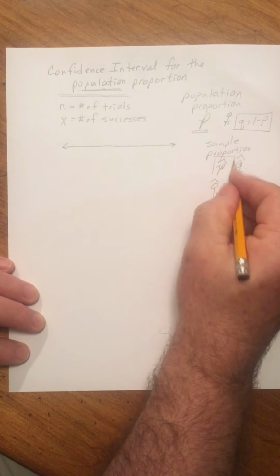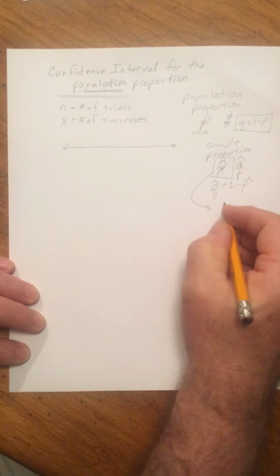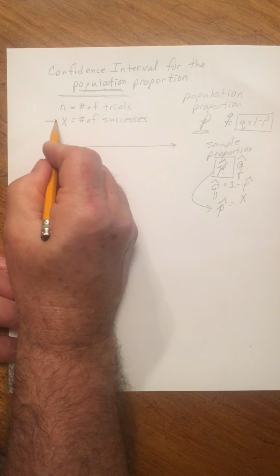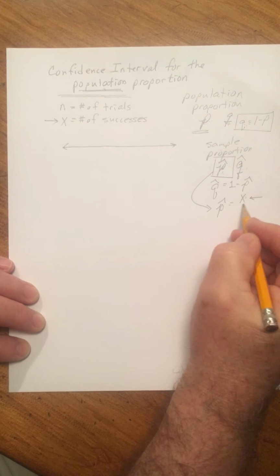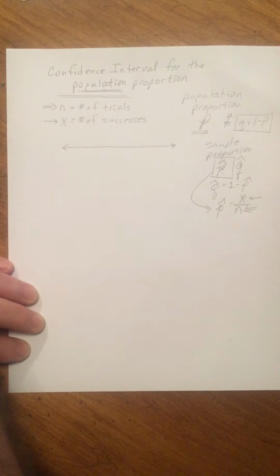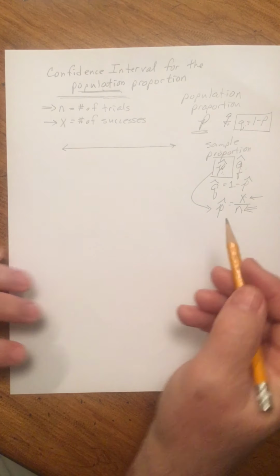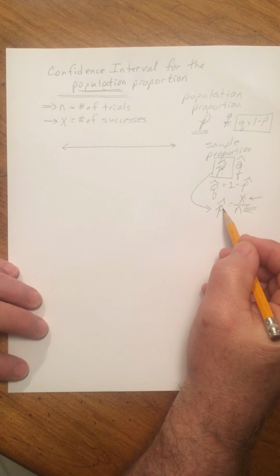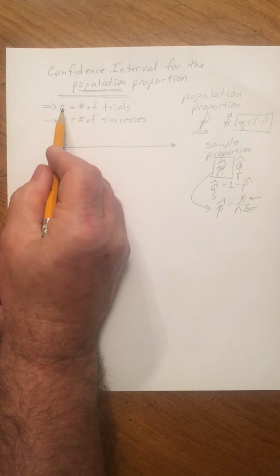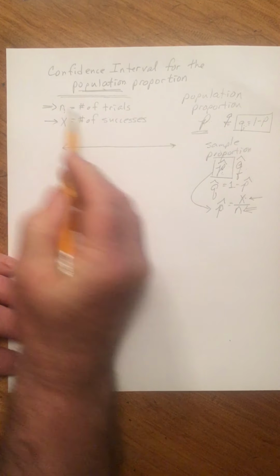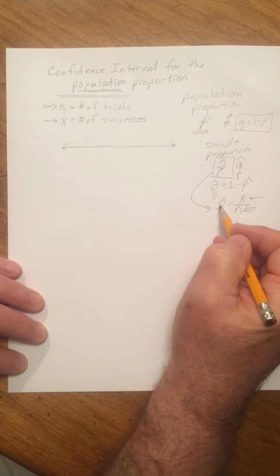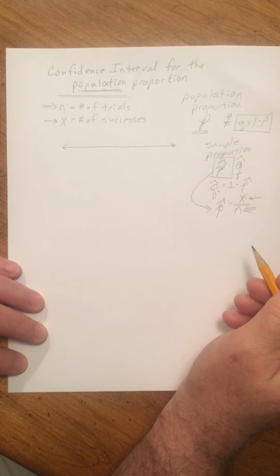And then the other important piece of information is what we remember from before. P hat is given by x, the number of successes, divided by n, the number of trials. So, in some problems, you might be given p hat explicitly. In others, and this is actually more commonplace, you're given the number of trials and the number of successes from which you can compute p hat. And then if you need it, you can also compute q hat. It turns out we are going to need q hat in our formula.